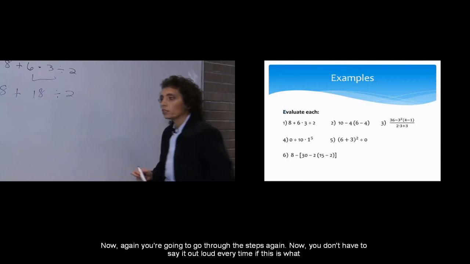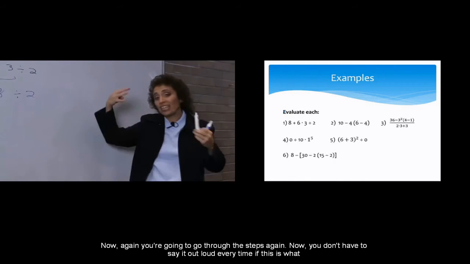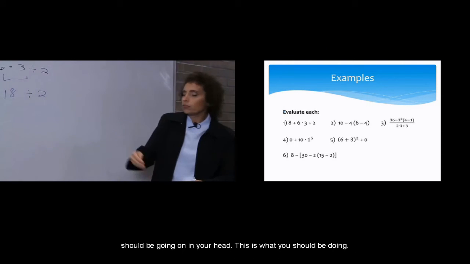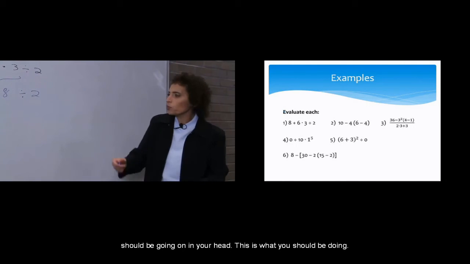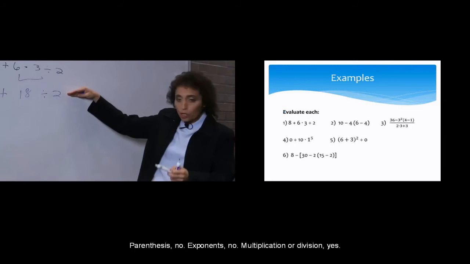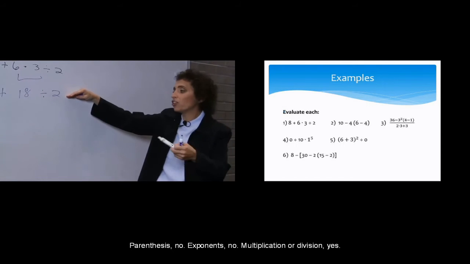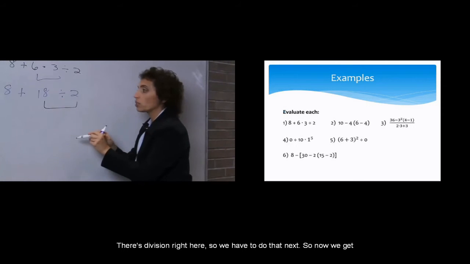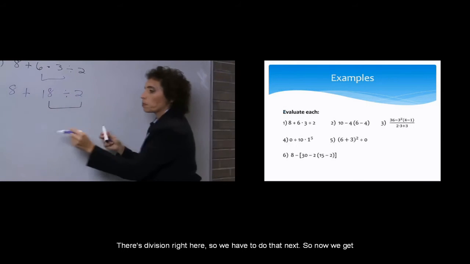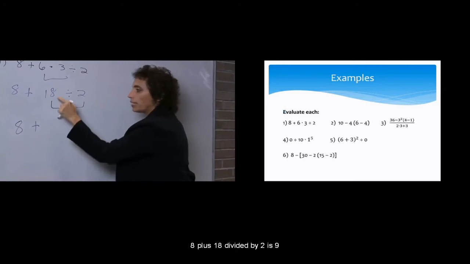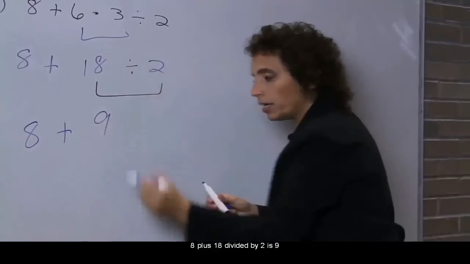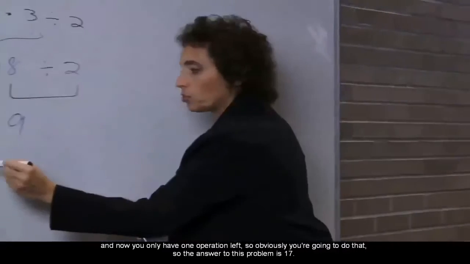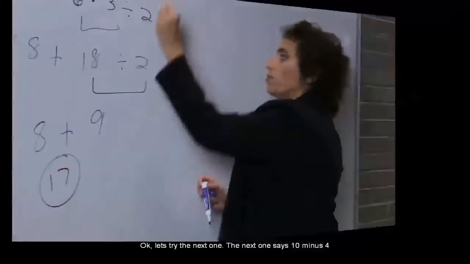Divide by 2. Now, again, you're going to go through the steps again. Now, you don't have to say it out loud every time, but this is what should be going on in your head. Okay, right now there's probably nothing going on in my head, but this is what you should be doing. Parentheses, no. Exponents, no. Multiplication or division, yes. There's division right here, so we have to do that next. So now we get 8 plus 18 divided by 2 is 9. And now you only have one operation left, so obviously you're going to do that one. So the answer to this problem is 17.